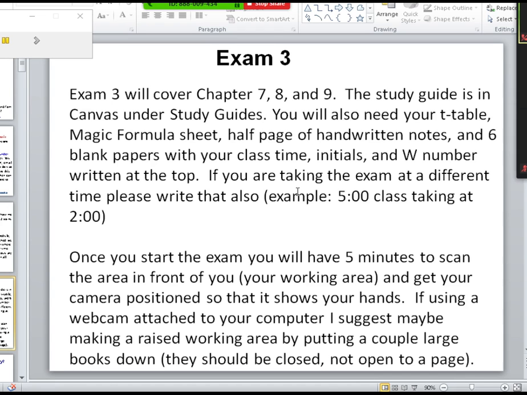I do have some practice exam problems, which are in the notes, but those are just for us to go through in class and in the review session. So don't do those on your own. I'll go through the answers in the next class or in the review session. You're also going to need your T-table, magic formula sheet, and half page of written notes. You're allowed that. And you need 6 blank pages that have your class time, so you guys 7:30, your initials, and your W number written at the top.